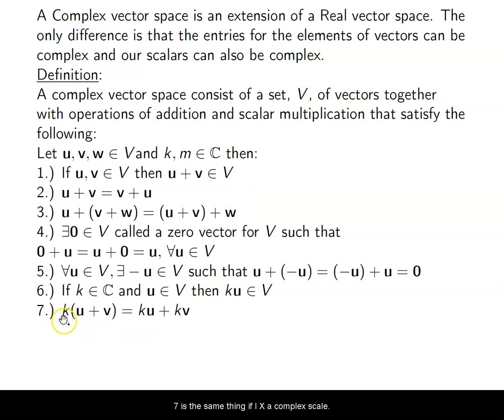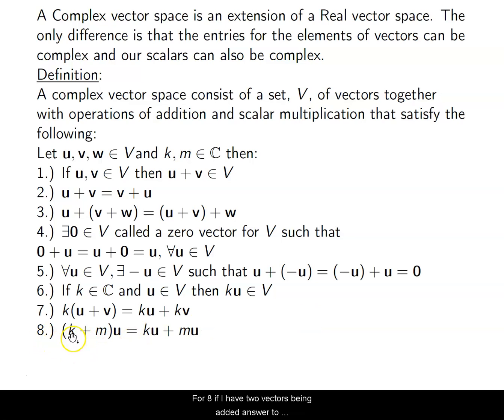7 is the same thing. If I multiply by a complex scalar across addition, then my vector space will exhibit the distributive property of scalars, right? So k will distribute to both vectors inside of my vector space. Okay. For 8, if I have two scalars being added together, and I multiply that times the vector, it's the same as distributing the vector into my addition of scalars. Okay. And then 9 is the associative property for scalar multiplication.